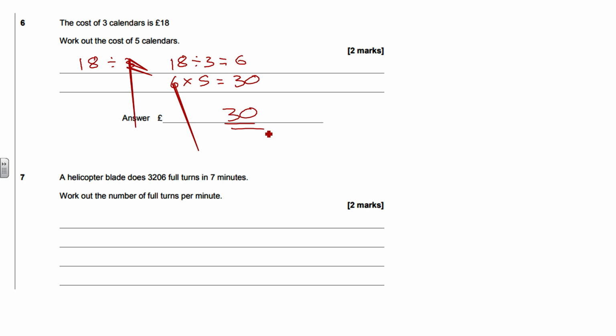Okay, question 7. A helicopter blade does 3,206 full turns in 7 minutes. Work out the number of full turns per minute. So 3,206 divided by 7 using the bus stop method.